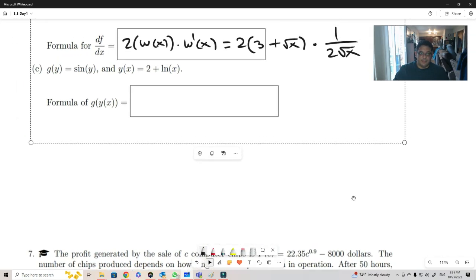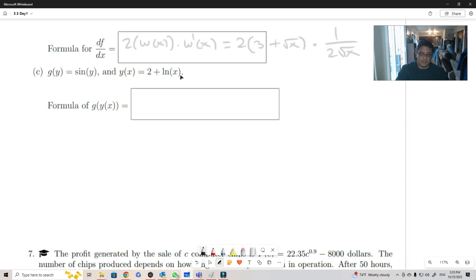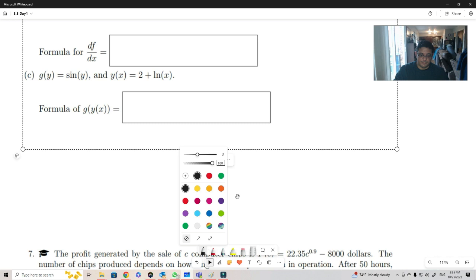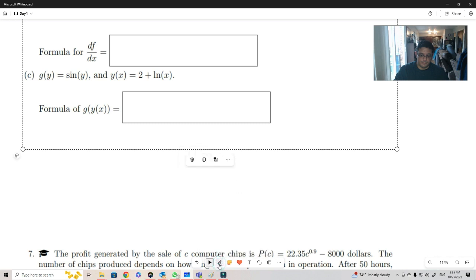Now let's do the same for this function here. We have g of y is sine of y, and y of x is equal to 2 plus log of x. So at this point you probably understand how this works. So the composition g of y of x is going to be sine of 2 plus log of x.